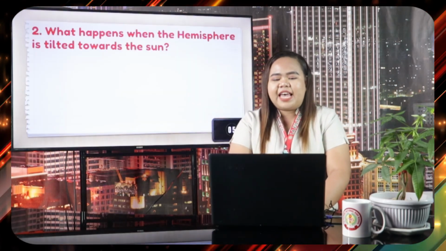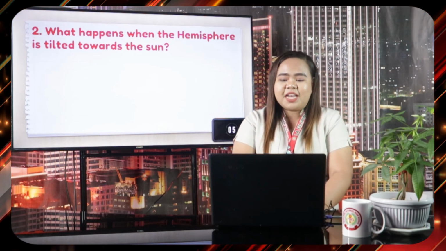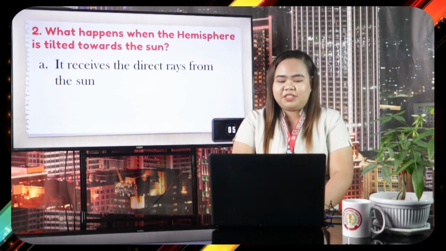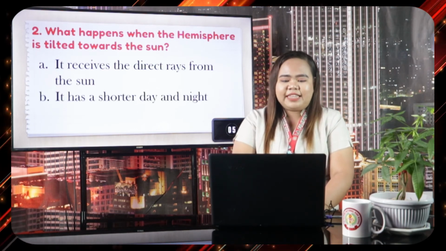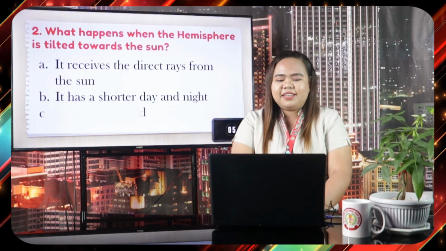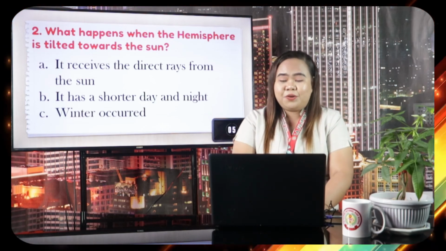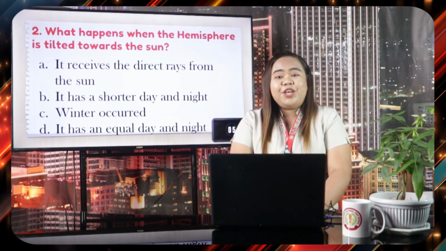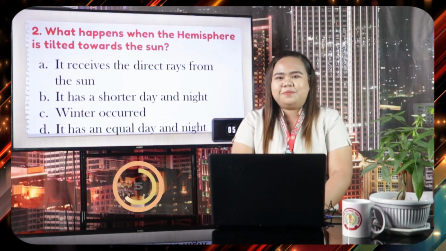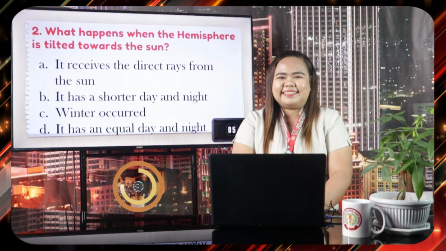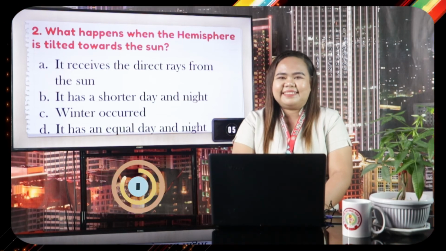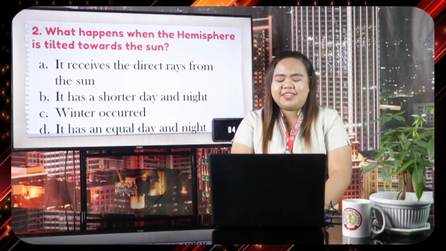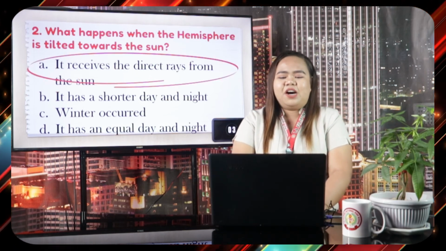What happens when the hemisphere is tilted towards the sun? Letter A, it receives direct rays from the sun. Letter B, it has a shorter day and night. Letter C, winter occurred. Or letter D, it has an equal day and night. Your 5 seconds starts now. Okay, the answer is letter A. Now, number 3.